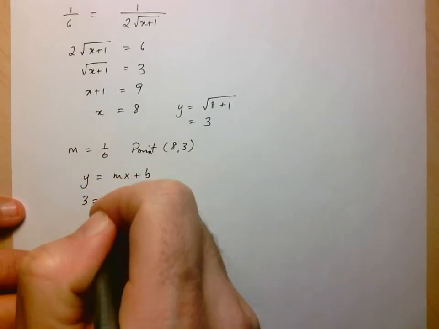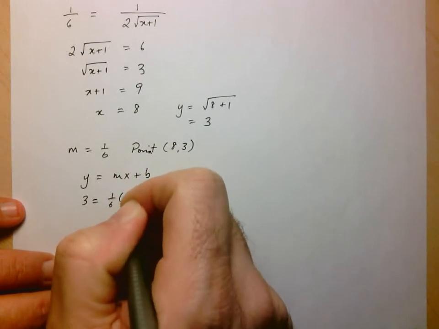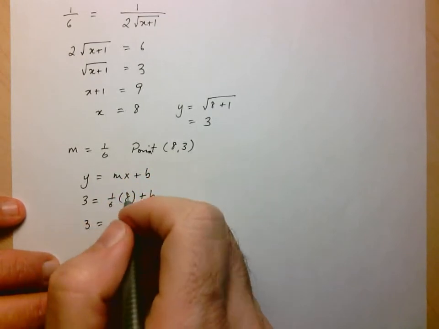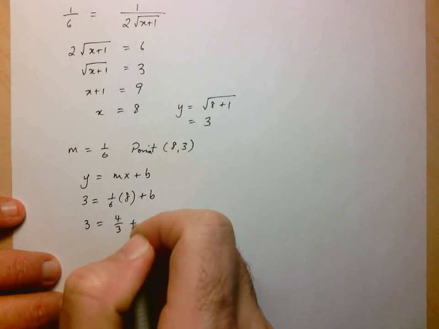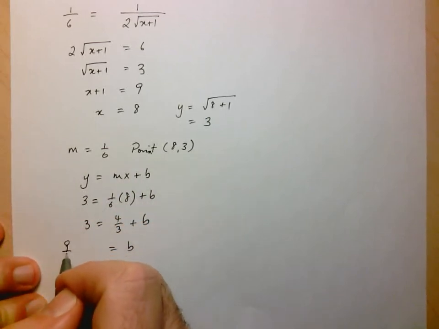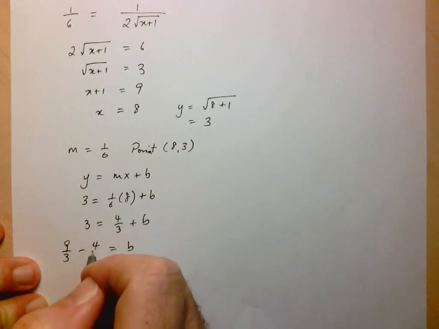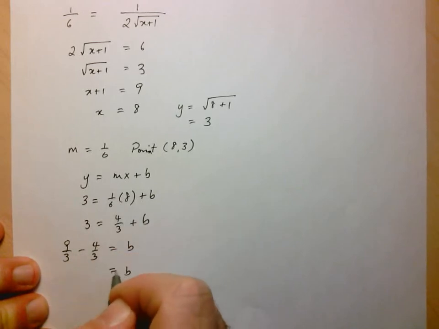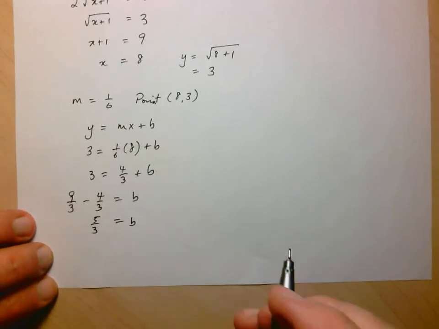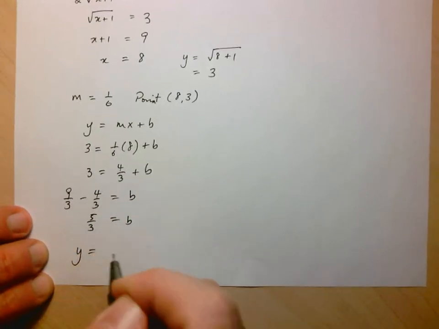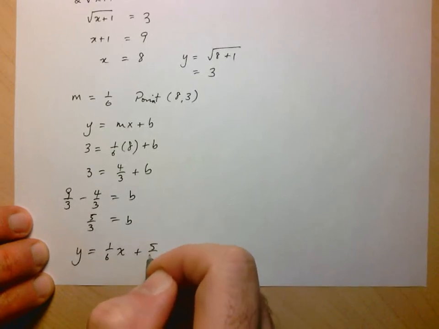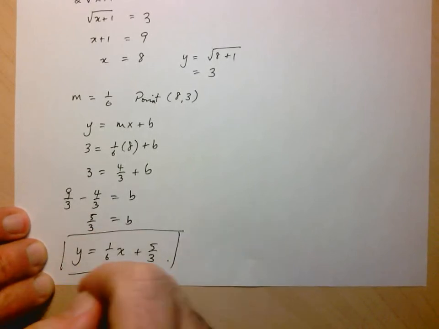So y equals 3, m equals 1 over 6, x equals 8. Okay, so 3 is equal to, so 8 over 6 is like 4 over 3. And so b, I'll bring this to the other side and I'll change this to 9 over 3 so I can do the subtraction easily. Okay, so 9 minus 4 is 5 over 3. Okay, so the equation of my line is y equals 1 over 6 x plus 5 over 3. Okay, and there's my final answer.